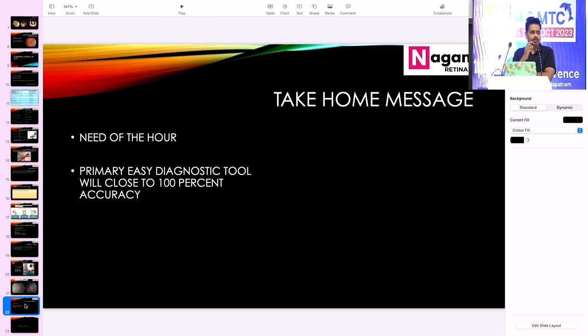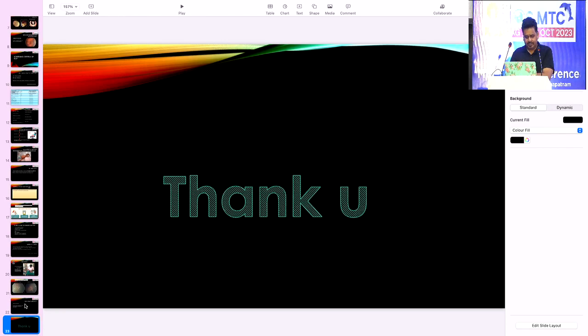We need some artificial intelligence based tool which is easily available, simpler, and which can be handled by even a technician to diagnose ROP. In Europe and America, we have WinROP, which has almost 97% accuracy, but the systems which are developed in India have accuracy up to 90% only, so they are not so trustworthy. So this is my conclusion. Thank you.